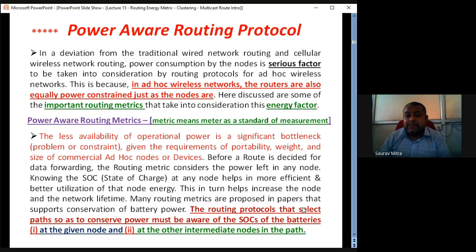So at any time within the network, we should know which are the nodes and how much energy is pending in all those nodes. For every node, we should be able to understand at any time how much energy is pending in that node. The simple thing is, at the given node, how much SOC is present, and at the other intermediate nodes in the path, from the sender to the receiver, how much state of charge or energy is pending. This is the main parameter that we have to check while deciding a routing path.